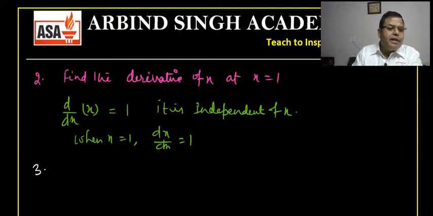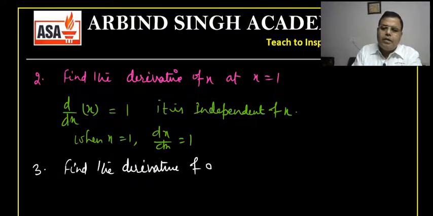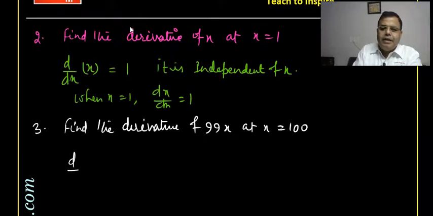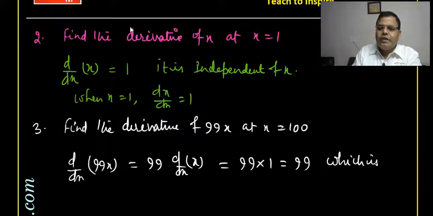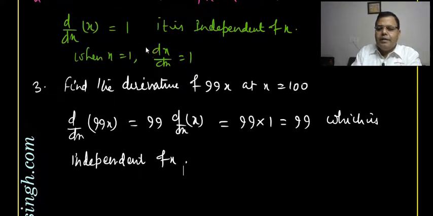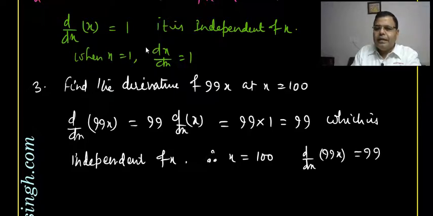Find the derivative of 99x at x is equal to 100. So in that case also, dy dx of 99x: 99 can be taken out, and dy dx of x, and dx by dx is 1. So 99 into 1 is 99, which is independent of x. And therefore at x is equal to 100, the derivative of 99x is also 99. D by dx of 99x is 99. Answer.